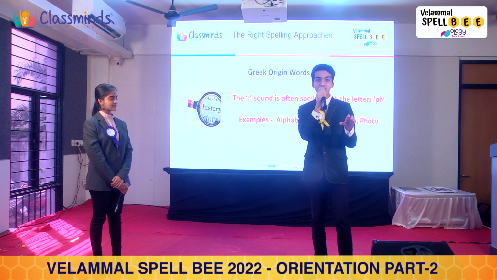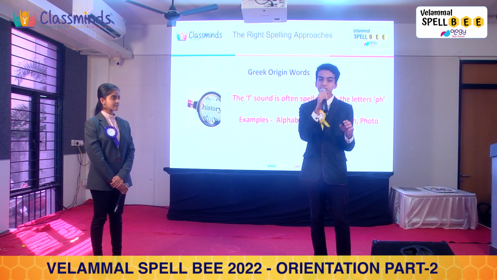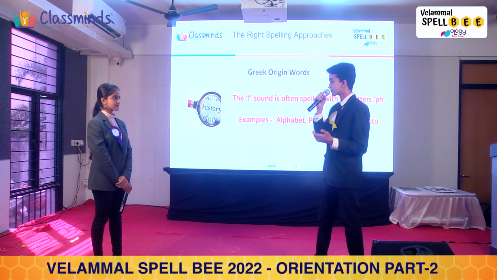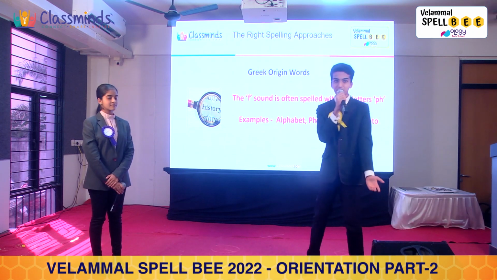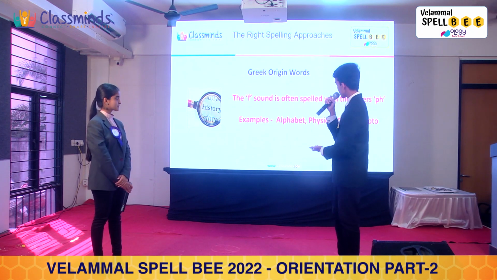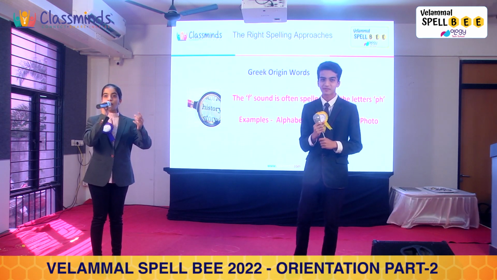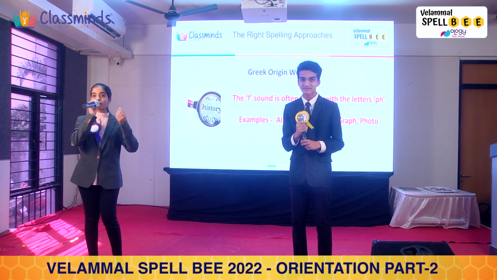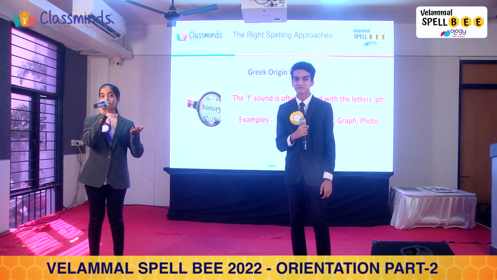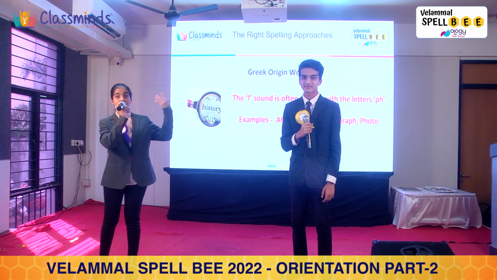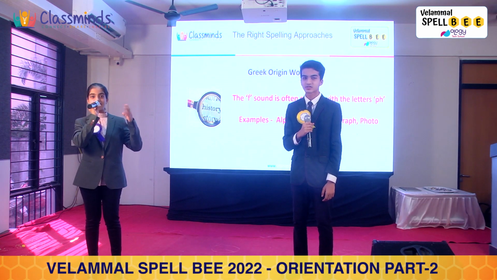Well, if the word comes from the Greek origin, it is most likely to be spelled with the letters P and H. We have a couple of examples at the back. We have alphabet, physical, graph, and photo. So by knowing this small rule or the concept of word origins, you can get rid of the confusion of whether it's the letter F or the letters P and H.